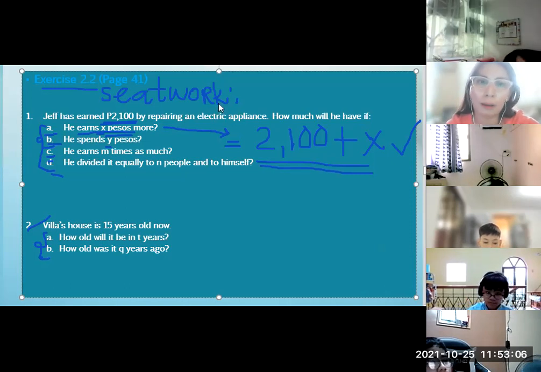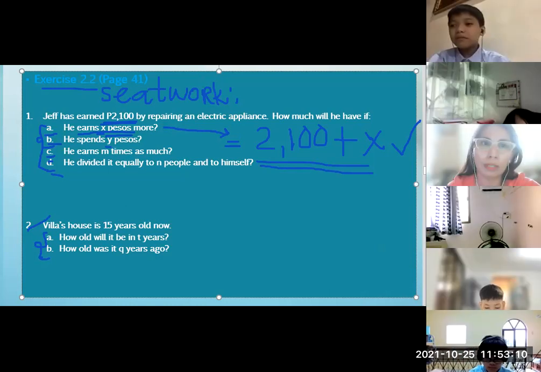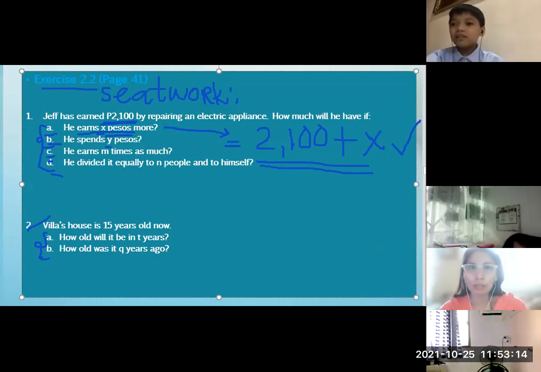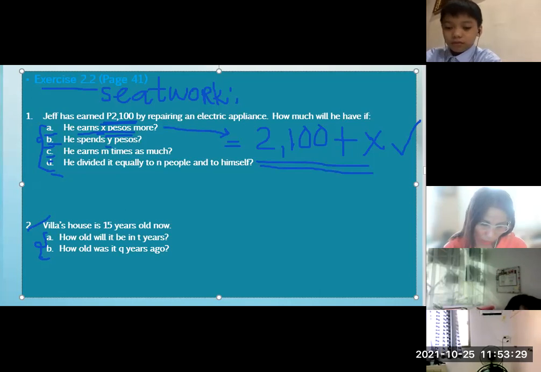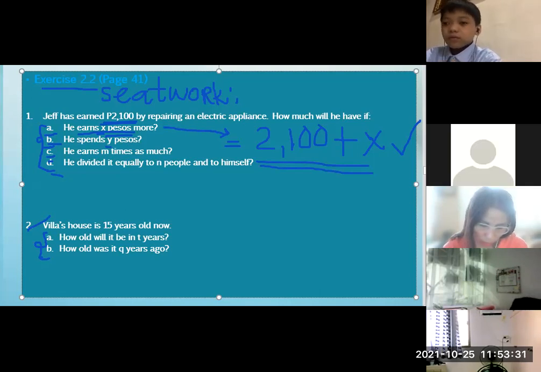Letter B. Yes, Carlo, for letter B. C and D. C for Jace and D for Pio. Carlo. Sure, you can just use the chat box. Okay, sige, pwede.